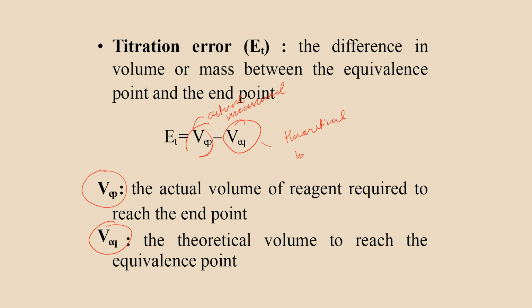So this would be taken from literature, it could be taken from books, it could be taken from articles, it could be taken from any kind of reliable literature. Whereas your VEP or the endpoint is actual yung volume na na-measure po natin kanina.